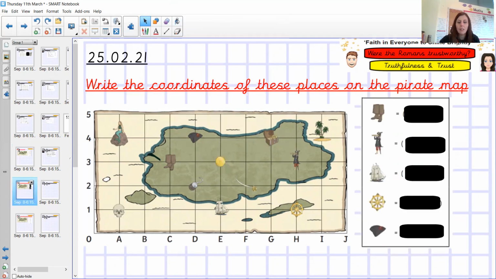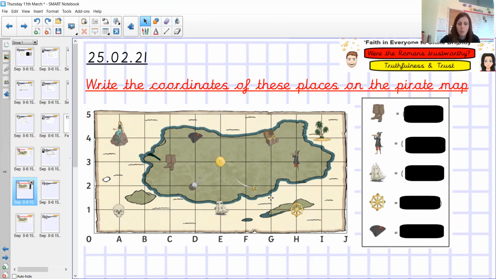Excellent. Right, have a little look at this one then. Can you write the coordinates of these places on the pirate map? First of all, we'll look at the boots. I'm going to do this one first with you, and then I'm going to ask you to pause the video and have a go at the other ones.